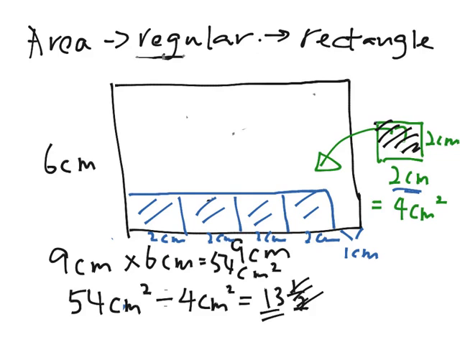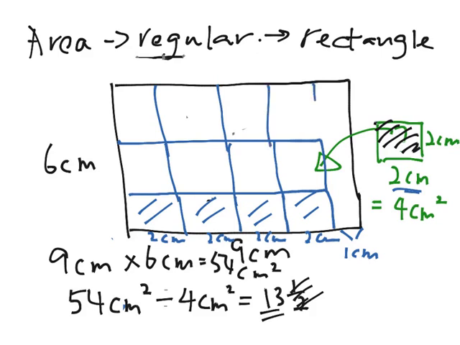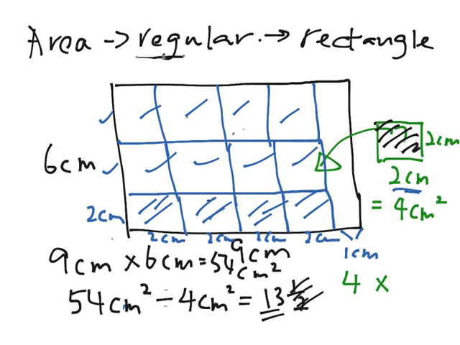So I'm going to stack it up. How many layers can I put? Because the size here is 2 cm, I can just nicely put 3 rows. So how many squares have I put inside here? A total of 4 multiplied by 3 rows. The answer would be 12. And that's the answer for this question.